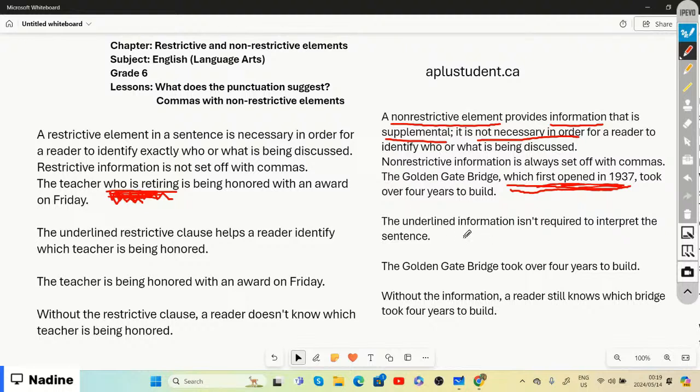So here they're actually saying that the underlined information is not required to interpret the sentence. All we can just say is the Golden Gate Bridge took over 4 years to build. That is clear. Unless you want extra information about the Golden Gate Bridge, then what do we do? We Google that. So without knowing that the Golden Gate Bridge opened in 1937, as long as we know that it took 4 years to build, we at least still have brief information about the Golden Gate Bridge.